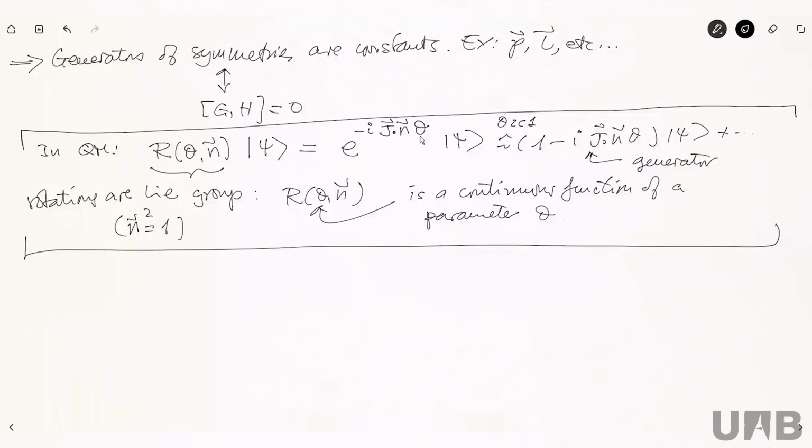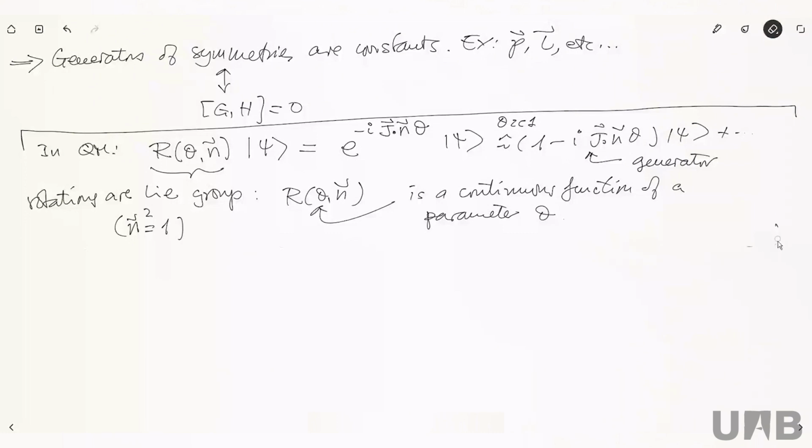In this case, the generators of the rotations would be JX, JY, and JZ. Yes, absolutely. I didn't make it explicit, I didn't spell it out, because I thought this was obvious. But no, J equals JX, JY, and JZ. Absolutely.